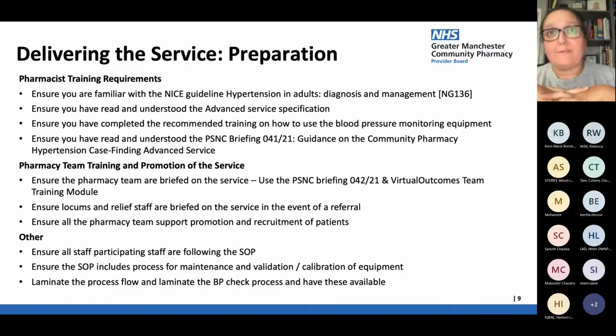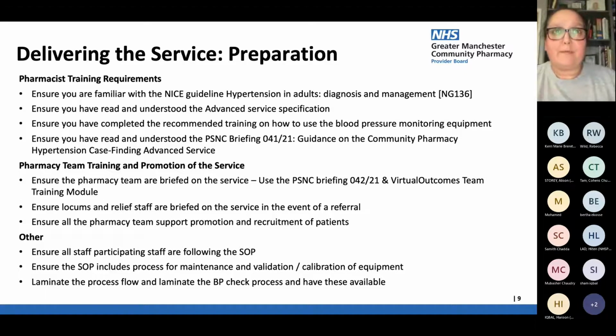So the first thing is getting your pharmacist ready. Please ensure they're familiar with the NICE guidance, and that'll tell them everything they need to know about blood pressure monitoring. Ensure you read the service spec and that you have a copy of that available to you, especially in the early days when you may need to refer to it on a more regular basis. And complete any training requirements by the manufacturer of your equipment. That could be some written information, or it could be some of the videos that some manufacturers provide as well. And finally, for the pharmacist, there is a PSNC briefing, and we've linked that at the end of the presentation in the resources section.